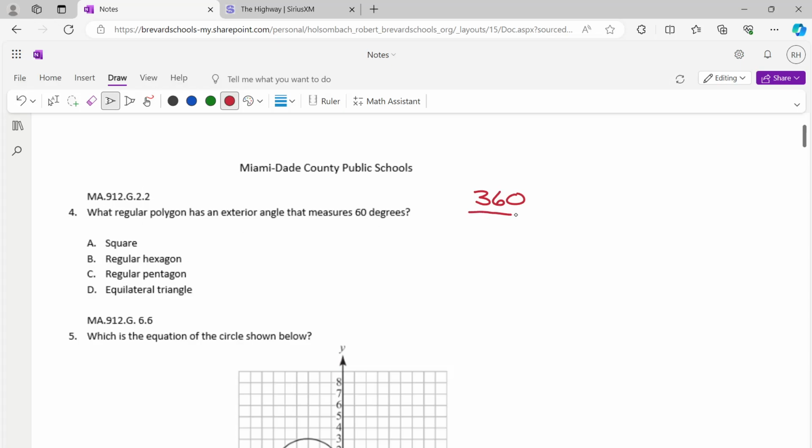Well, if you take 360 and you divide it by a regular polygon that has an exterior angle that measures 60. If we take the sum of the exterior angles, we divide it by one of them, it gives us the number of angles. So 360 divided by 60 is 6. So the shape has 6 sides. And a shape with 6 sides is a regular hexagon.